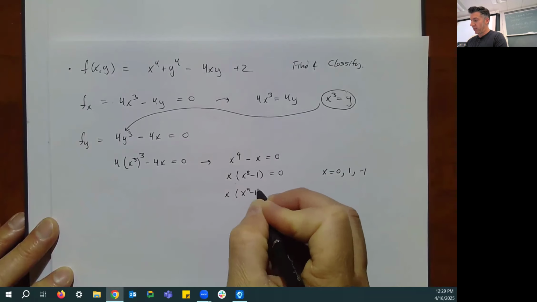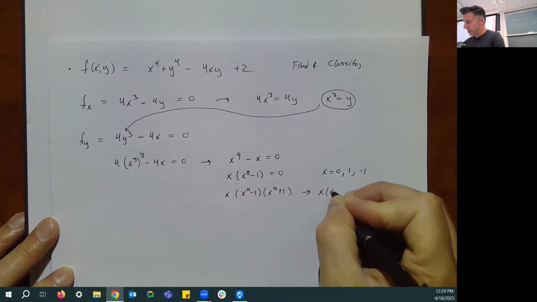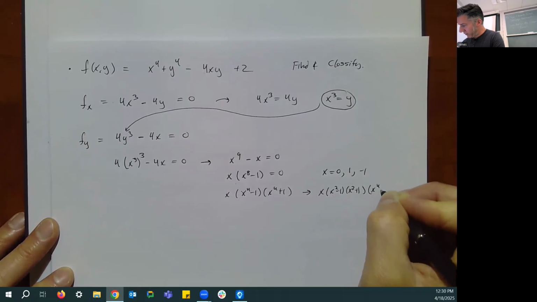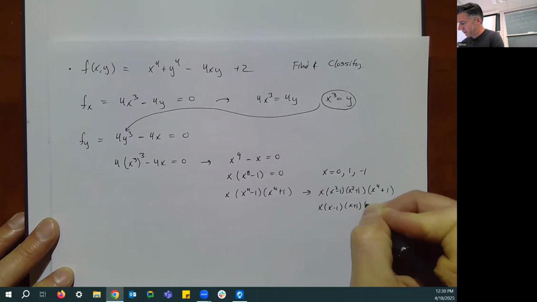You could factor as x to the fourth minus 1 times x to the fourth plus 1. And then the x to the fourth minus 1 factors as x squared minus 1 times x squared plus 1. And then the x squared minus 1 factors one more time as x minus 1 times x plus 1 times the other stuff.